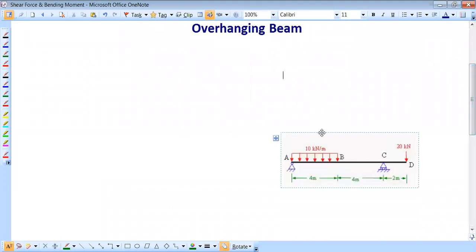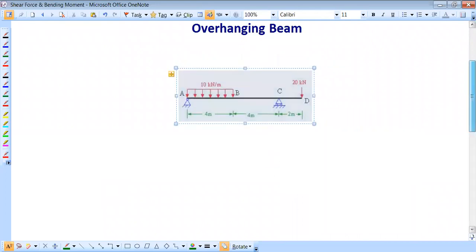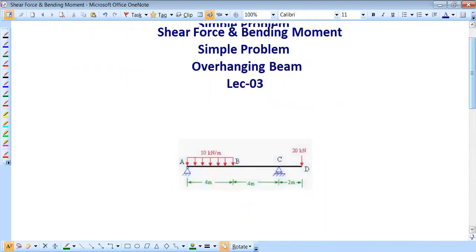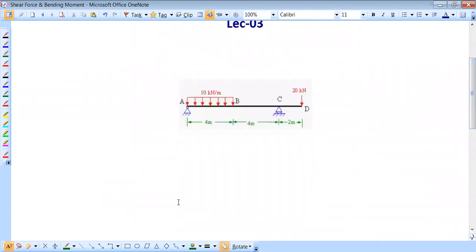Here we can see the figure of an overhanging beam with a UDL load and also a point load. Point A is a support, and point C is another support, and D is not a support, but this extended part of the beam, that means CD, is 2 meters. This 2 meter extended part of the simply supported beam is called the overhanging part.